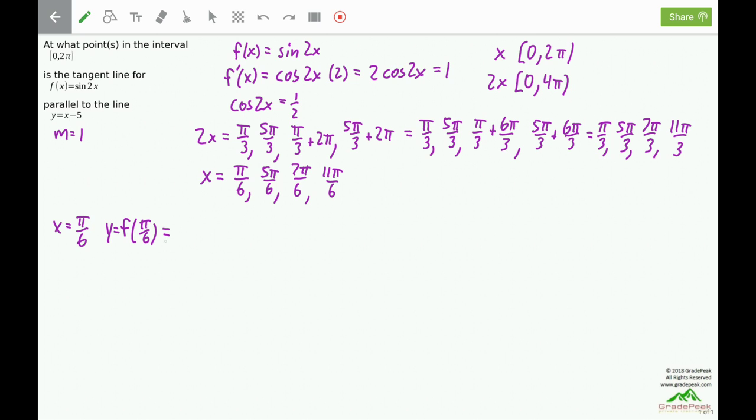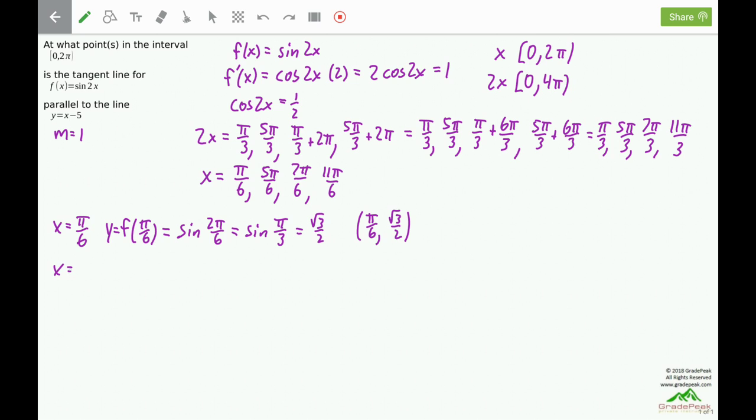So y equals f of pi over 6, which is going to be sine of 2 pi over 6, which can reduce to sine of pi over 3. And the sine of pi over 3 is root 3 over 2. So I have x-coordinate of pi over 6 and a y-coordinate of root 3 over 2.